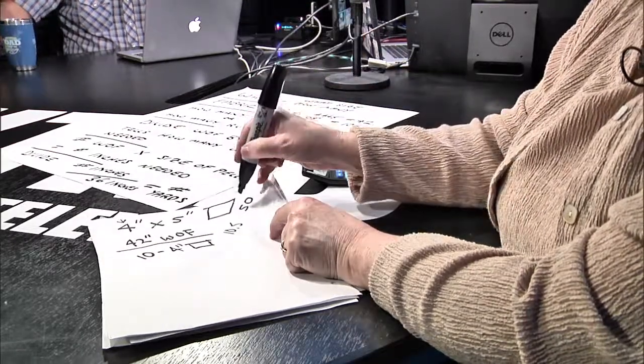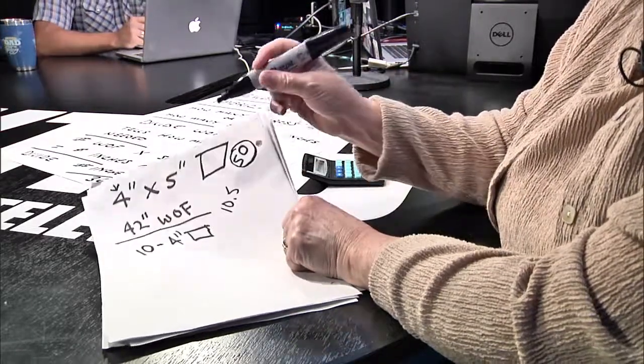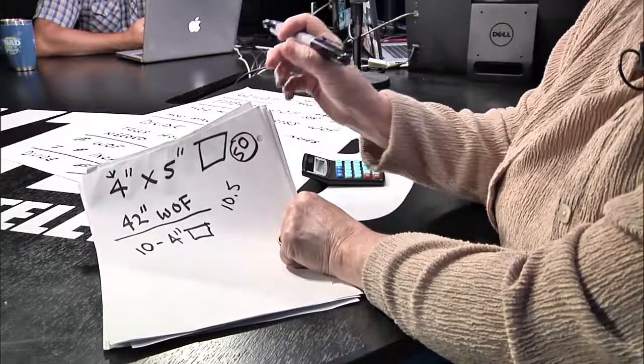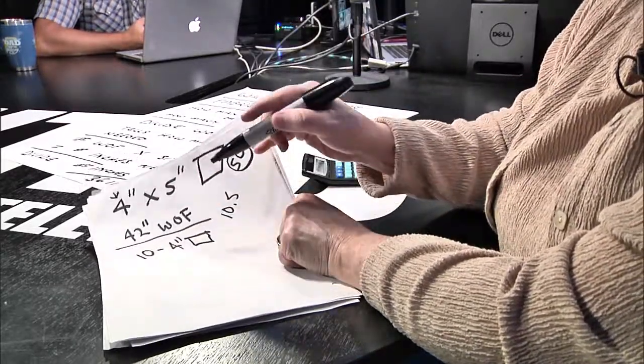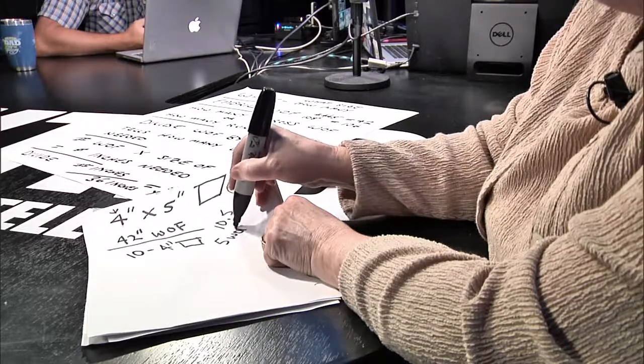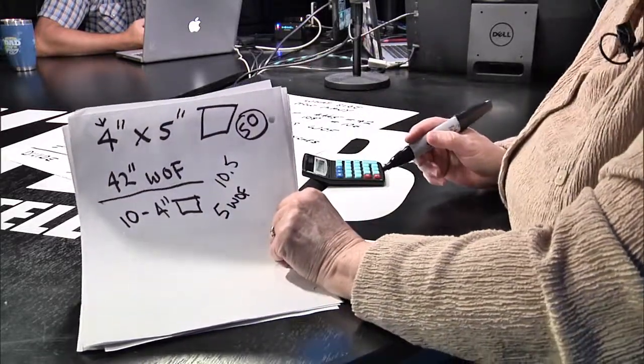So we're needing 50 of the squares. This one you can do in your head: 50 divided by 10. He's got to go back to school. So you get five widths of fabric. Nice. Are you following that?